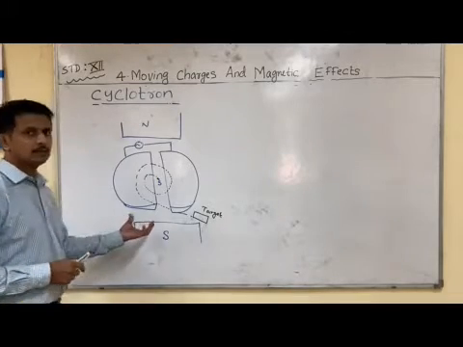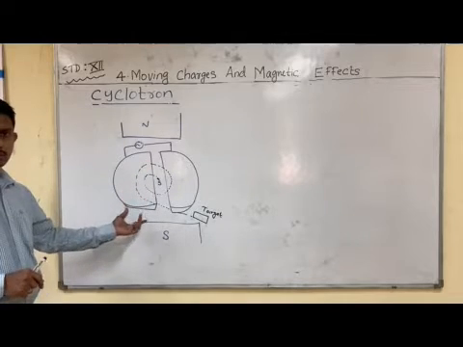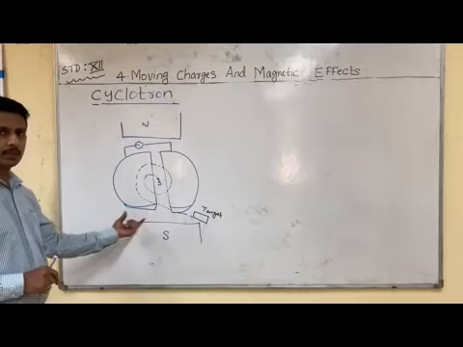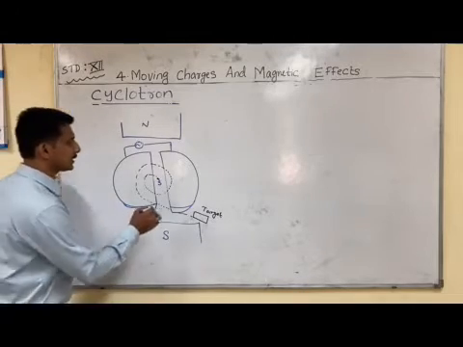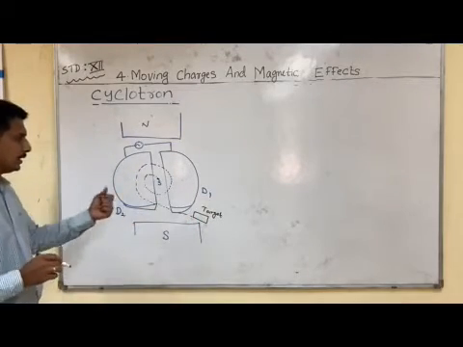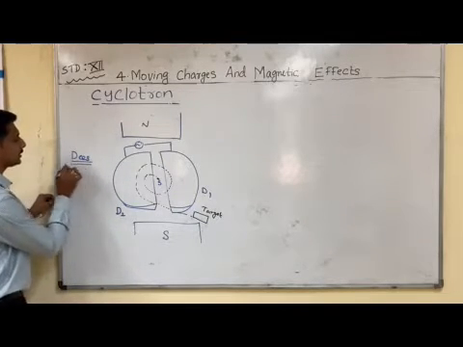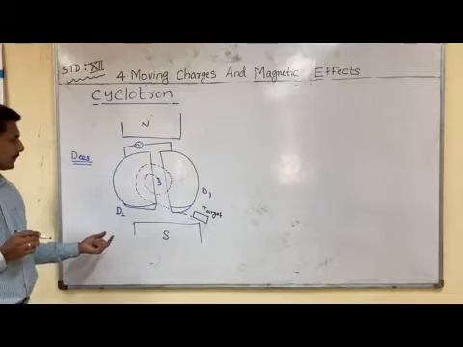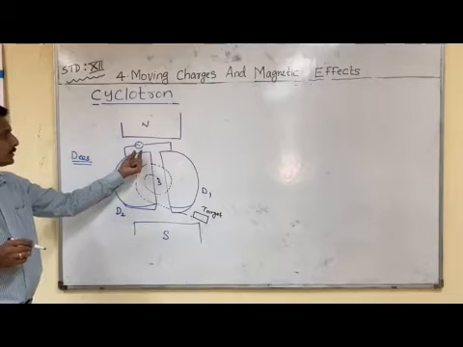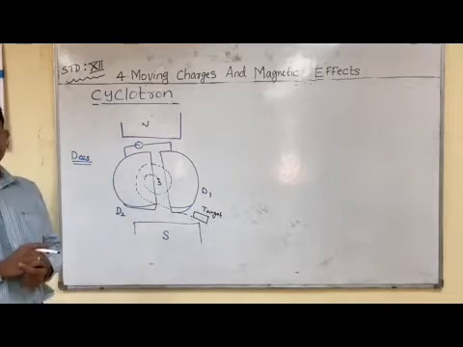You can see the diagrammatic representation of a cyclotron. It consists of two hollow semicircular discs, which we mention as D1 and D2. These are known as Ds. And these Ds are connected to a high frequency oscillator, which provides the electric field across the Ds, D1 and D2.